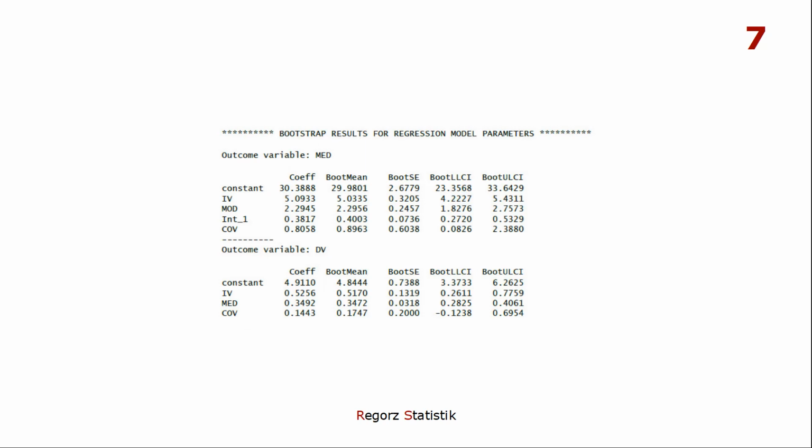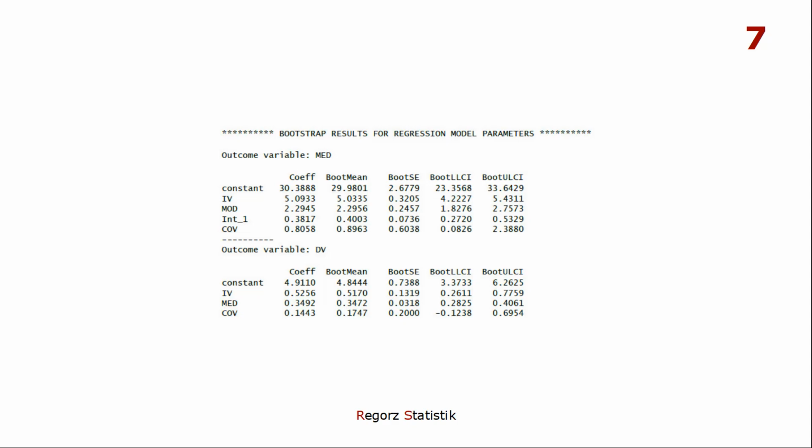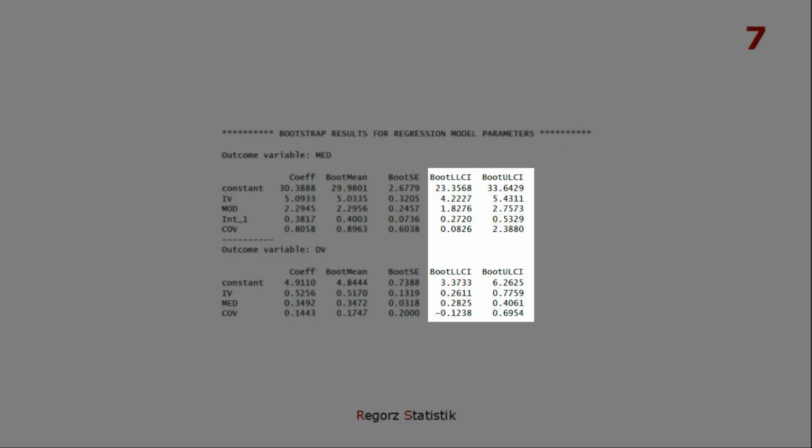And in the end, we want to look at robust results for the model parameters for the 2 models, the model for the A path and the model for the B and C prime path. Because those are bootstrapped, we don't have p-values. Instead, we have to look at the confidence intervals. And confidence intervals that don't include 0 confirm significant regression weights.